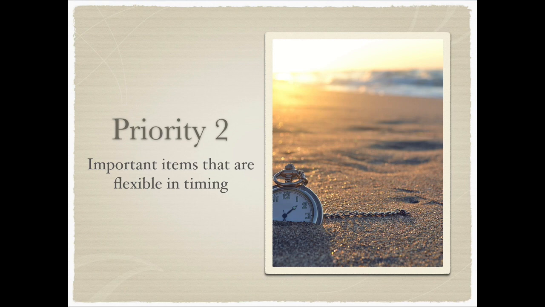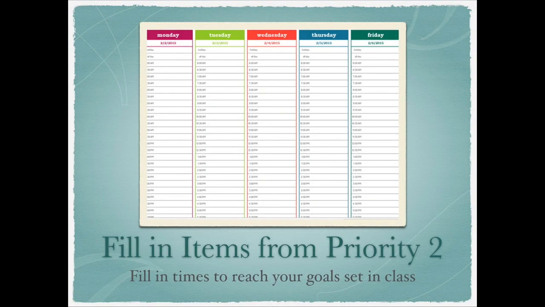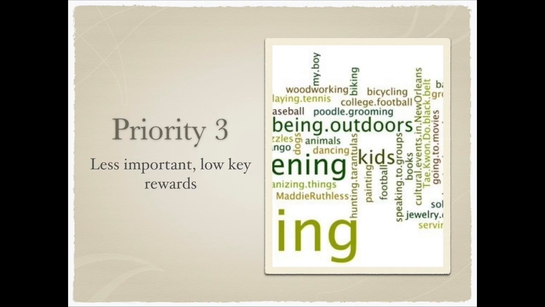But items that you have some say over the flexibility over when you complete them would be priority 2 items. So go back to your schedule. You already have a list of priority 1 items on there. Now fill in the empty items with priority 2, the things that still matter the most to you, but you have some say-so over when you complete those items. Once you've completed that, we'll move on to priority 3.